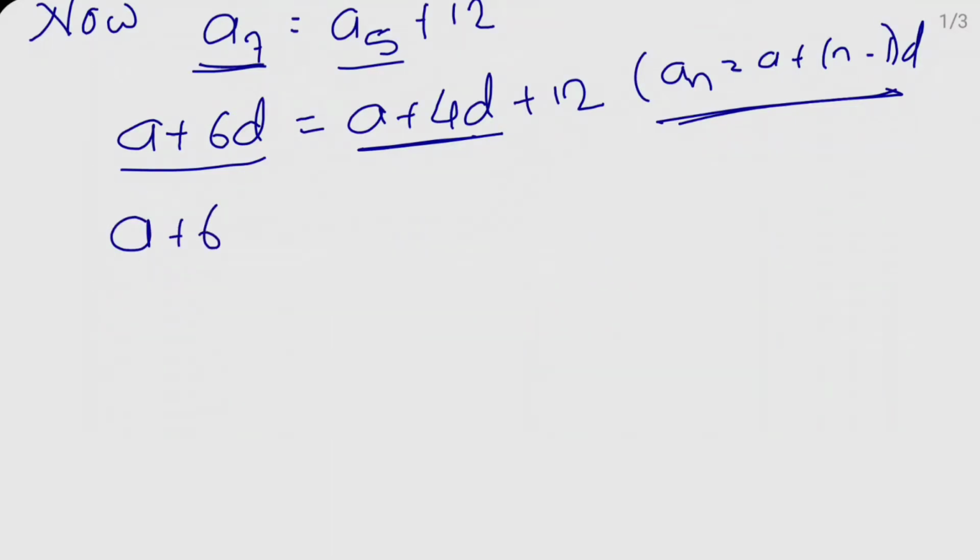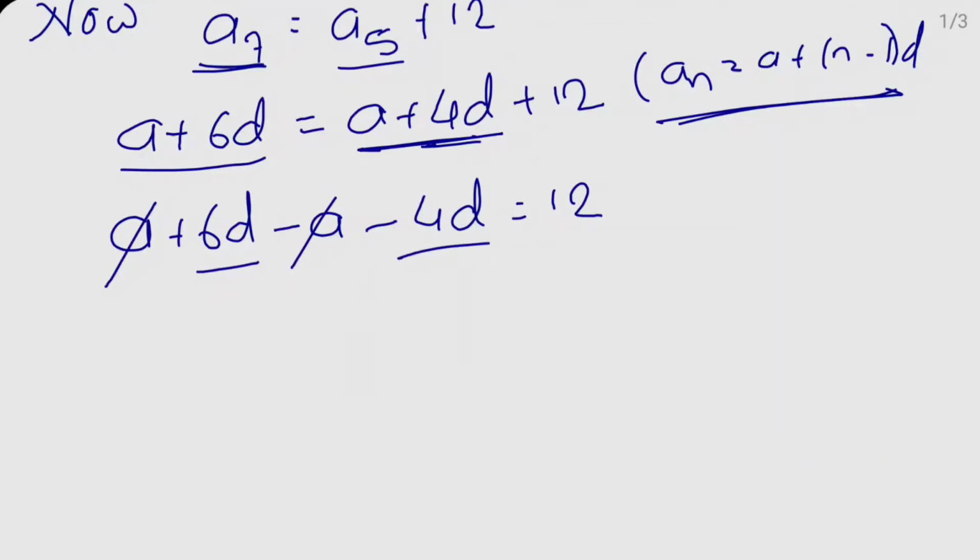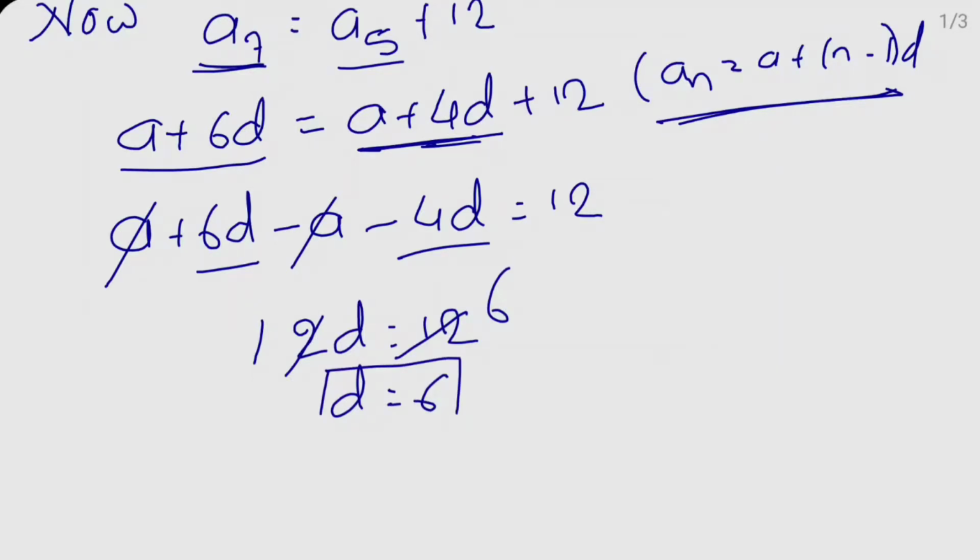So now a plus 6d as it is, and this a plus 4d, these two come to the LHS side, and they become negative. So plus a becomes minus a and plus 4d becomes minus 4d, and this equals 12, right? So plus a minus a get cancelled. In 6d minus 4d we got 2d equals 12. So 2 sixes are 12, then d equals 6. So here we got d is 6.